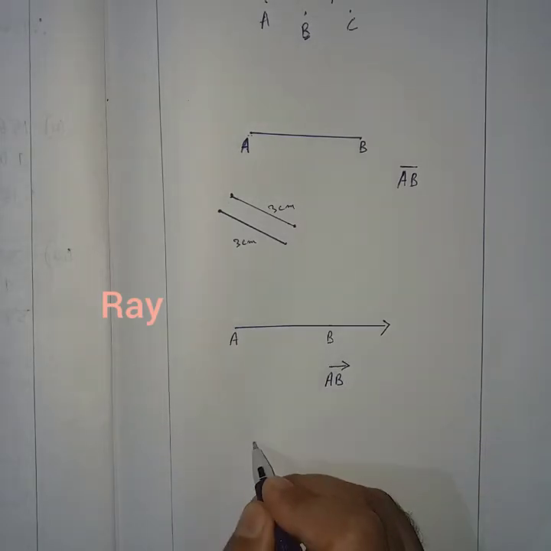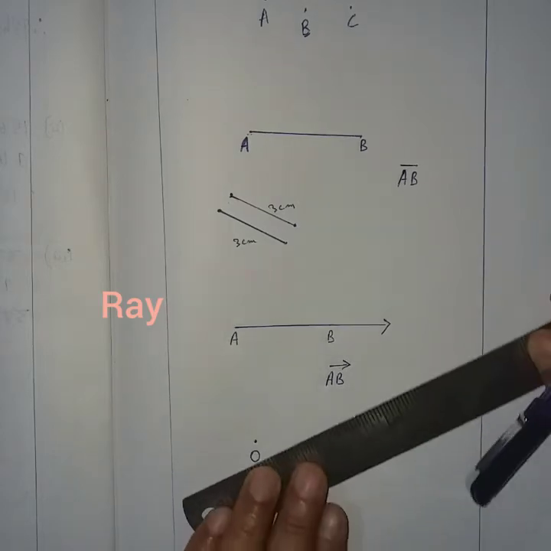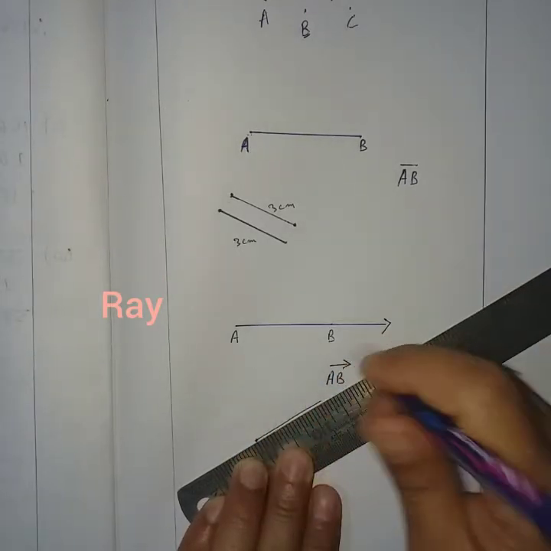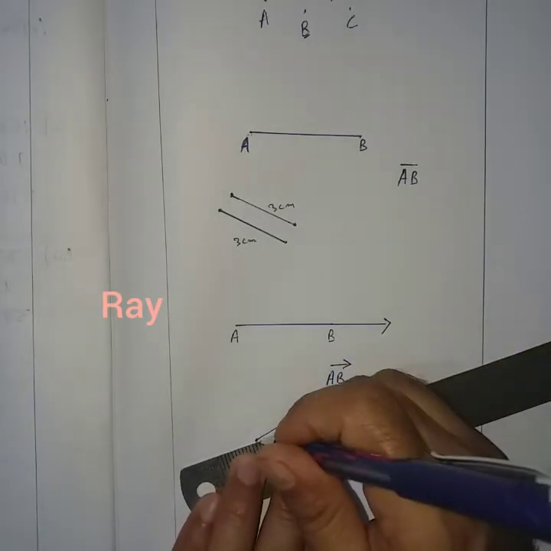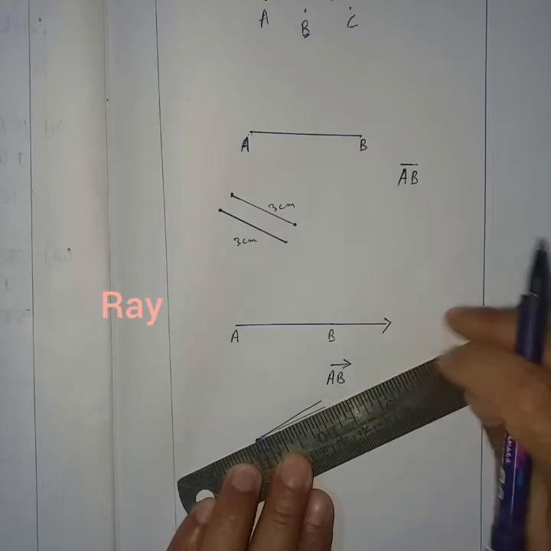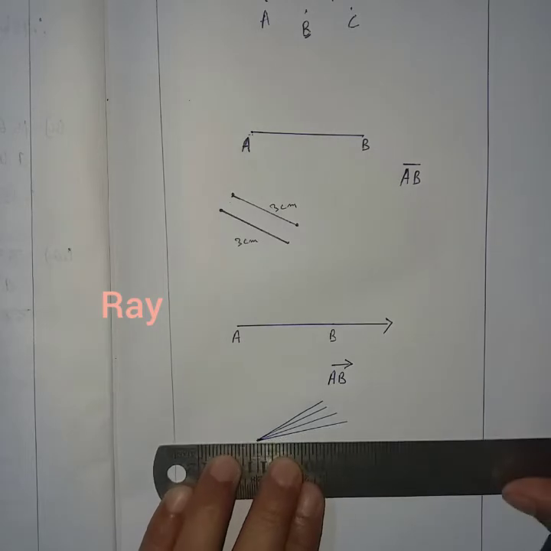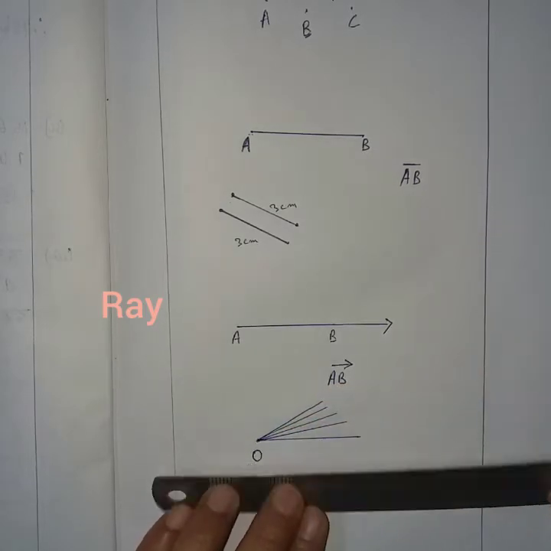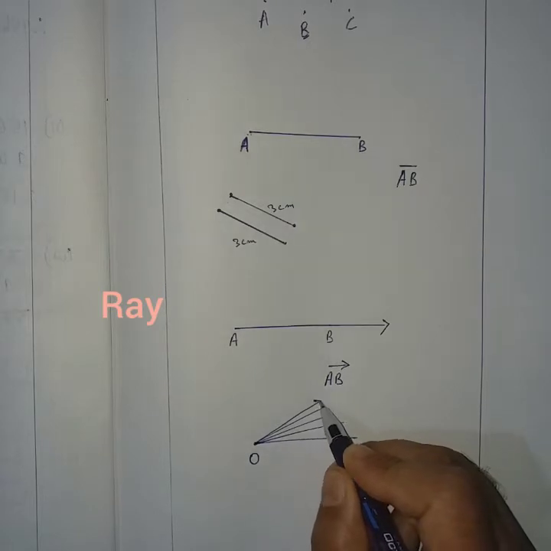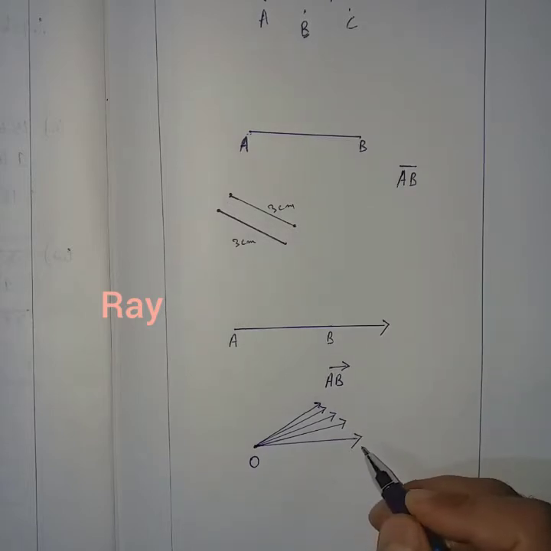From a point O we can draw an infinite number of rays, like 1, 2, from the middle of this also 3, 4, 5, and so on. So many rays from a point we can draw.